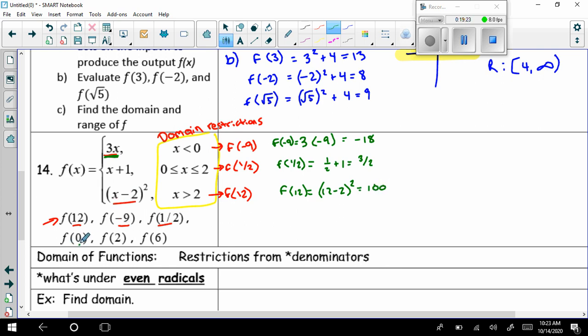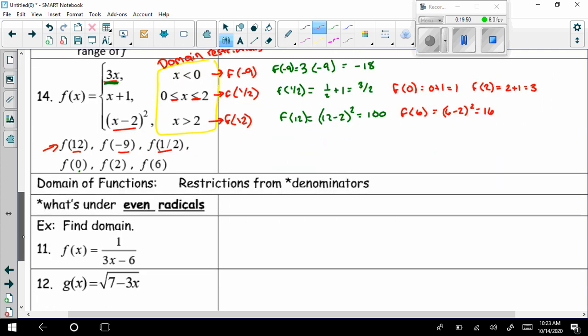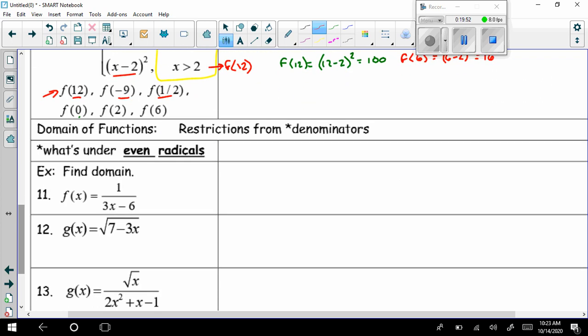This one says f of 0. Be careful with that one, because this is less than 0. This is less than or equal to 0. And so the f of 0 actually goes here. f of 0 is going to be 0 plus 1, so 1. All right, finish that out. Okay, so the 2 goes here because, again, it has that equal sign. And then the 6 goes down here because it's bigger than 2. Okay, so again, understanding where do I plug these values in at?